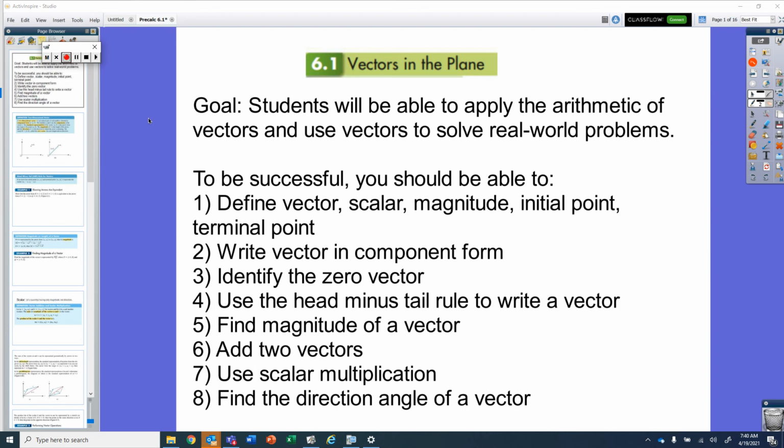Chapter 6. We're opening up a new discussion on the topic of vectors. So we just finished a lot about trigonometry. We're going to be talking about a new concept of vectors, but there is a lot of relationship and a lot of connection between what we were just talking about with trig for the last two chapters.